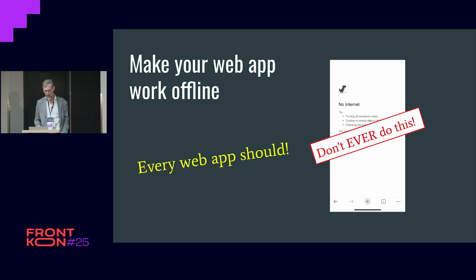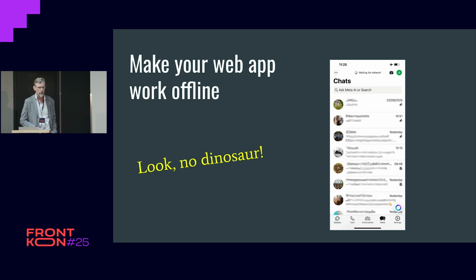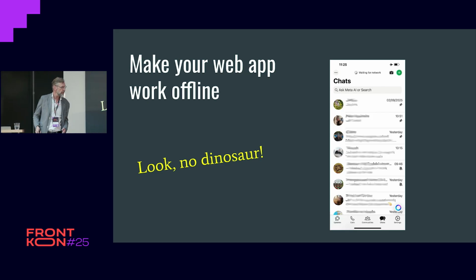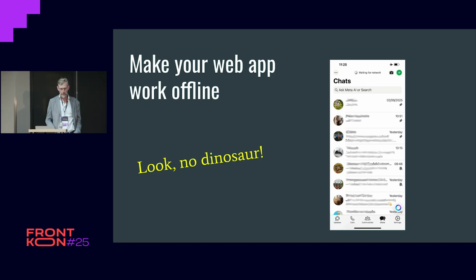I was talking about messaging apps. Let's look at WhatsApp. This is what the WhatsApp app looks like when there is no network. There's no dinosaur, there's no error message. WhatsApp just shows me the chats that I already have. It even allows me to compose a message and I can even send it. It will show up in my chat feed. If I send it to a friend, it will show up there. Of course, it can't be sent if there is no network, but it will be scheduled for sending. There will be an icon that says, okay, it's not sent yet, but when the app comes back online, it will be sent.